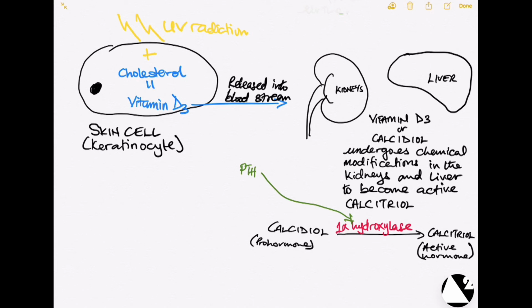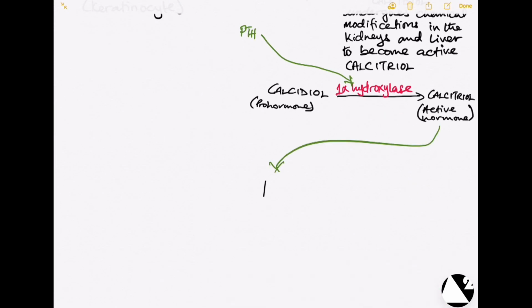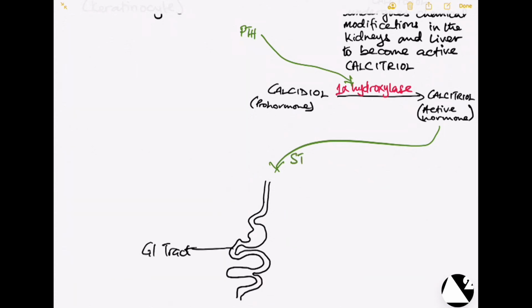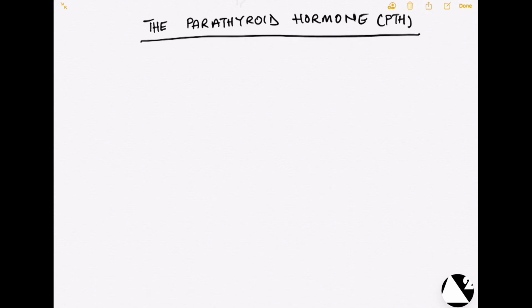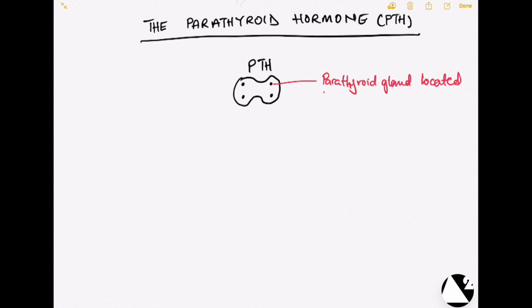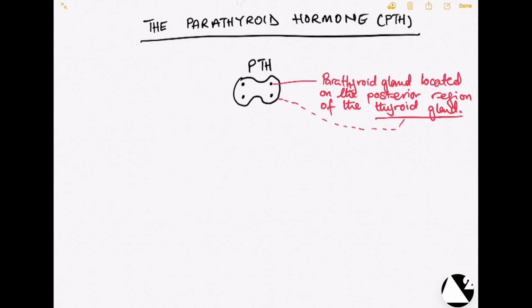As I mentioned earlier, the principal site of action for calcitriol is the GI tract, where it increases absorption of calcium from the GI tract into plasma. Okay, so let's quickly recap the parathyroid hormone. It is produced by the parathyroid glands, which are four rice-sized glands located on the posterior region of the thyroid gland. And this hormone is produced in response to hypocalcemia.